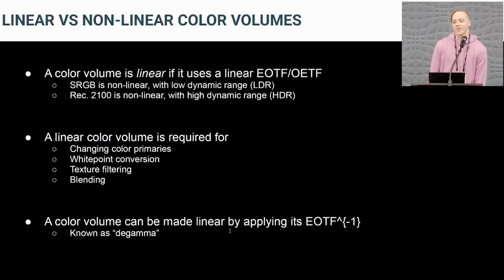Color volumes can be linear or nonlinear, and data passed through a color volume can likewise be linear or nonlinear. And this pretty much specifies whether the data was interpreted using a linear or nonlinear EOTF. A linear color volume is required for certain calculations, namely changing color primaries, also for white point conversion, and then surprisingly, you need it for texture filtering and alpha blending as well. Luckily, it's really easy to make nonlinear content linear. We simply apply the inverse EOTF to it, and this is commonly called linearizing or de-gammaing your color volume.